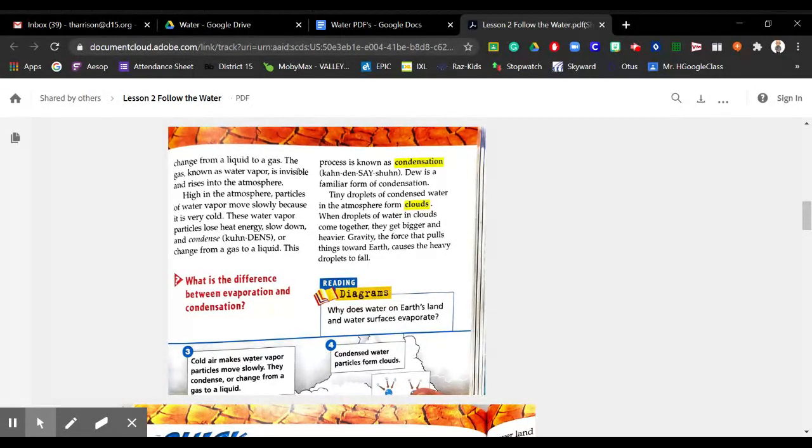Tiny droplets of condensed water in the atmosphere form clouds. When droplets of water in clouds come together, they get bigger and heavier. Gravity, the force that pulls things toward Earth, causes the heavy droplets to fall.